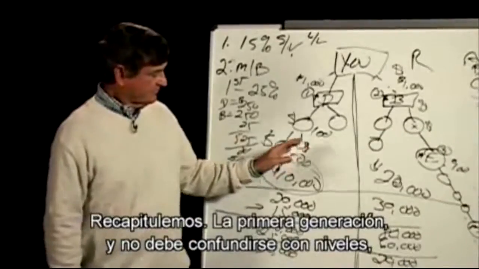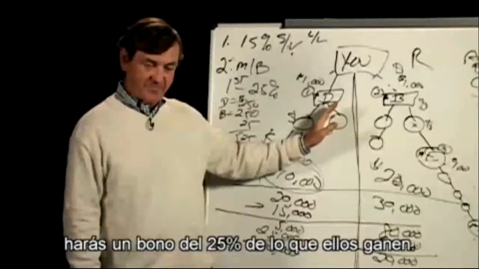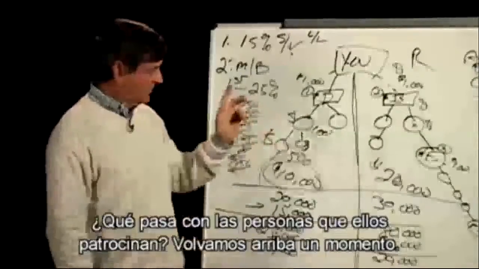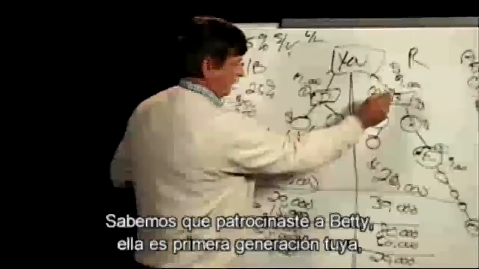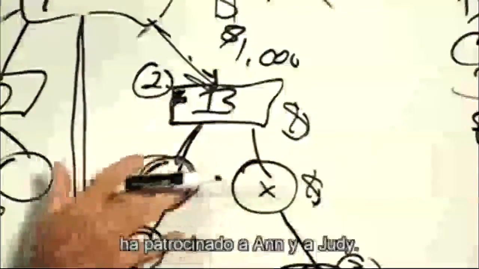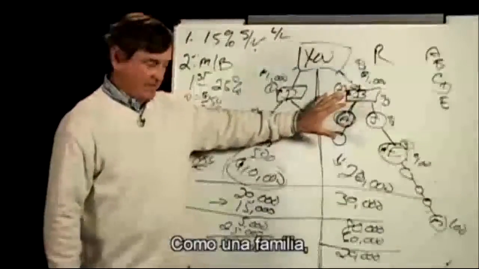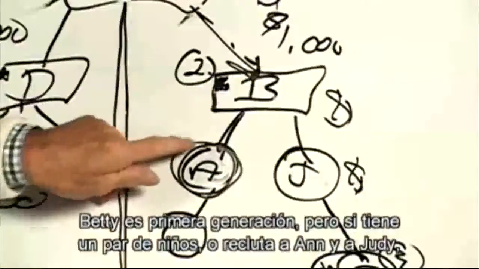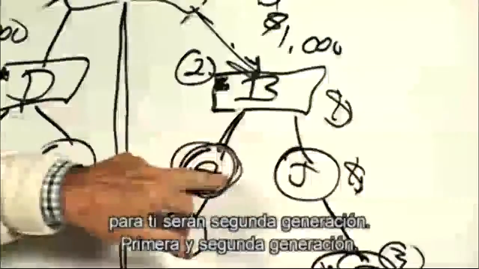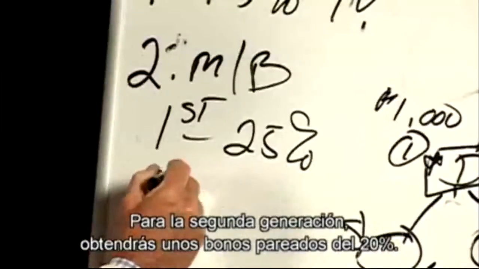So to recap, first generation, don't confuse with levels. Wherever they go, they're like your children. You make a 25% bonus on everything they earn. Now, what about the folks that they sponsored? Well, let's go back up here. We know that you sponsored Betty. She's first generation, but Betty sponsored here and here. We'll give them a number. She sponsored Ann, and she sponsored Judy, okay? Just like a family, first generation is Betty. Well, when Betty has a couple of children or recruits Ann and Judy, that's second generation to you, right? First generation, second generation. Well, you get matching bonuses on second generation of 20%.